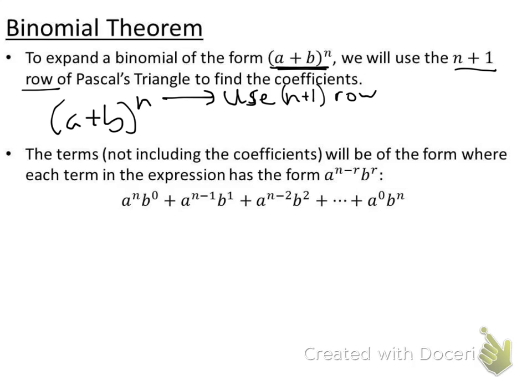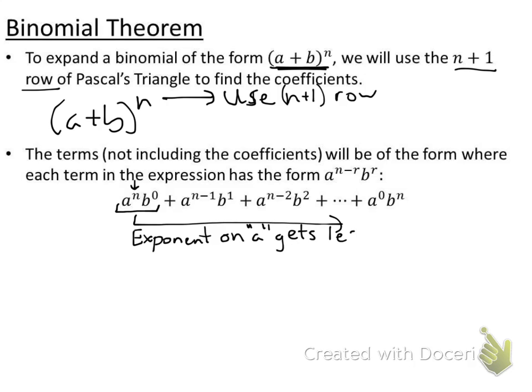The terms, not including the coefficients, so these a's and b's, what we did with x and y, will be of the form a to the n minus r, b to the r. Let's look at the process we did. We always start with the same exponent on a that the binomial had, so a to the n, and b is to the 0. As we move down, the exponent on a decreases, while the exponent on b increases. We should be proper here. So when we start, it's a to the n, b to the 0, and at the end, it will be a to the 0, b to the n.